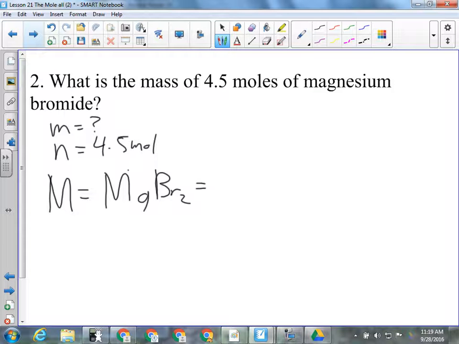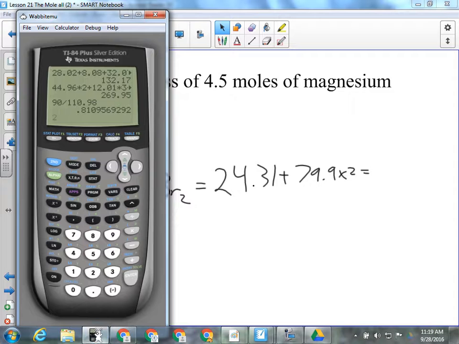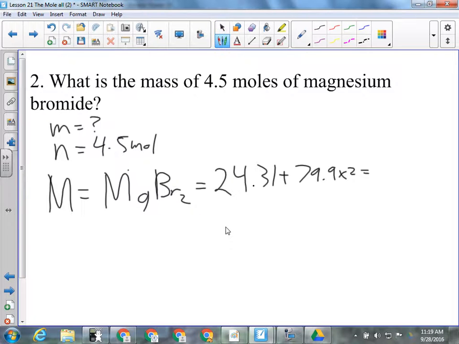All right, so we got magnesium here. Magnesium is 24.31. And there's only one magnesium. And there are two bromines, 79.9 times 2. 24.31 plus 79.9 times 2 is 184.11 grams per mole. Okay, there's our first mark. We've calculated our molar mass and written down our other givens.